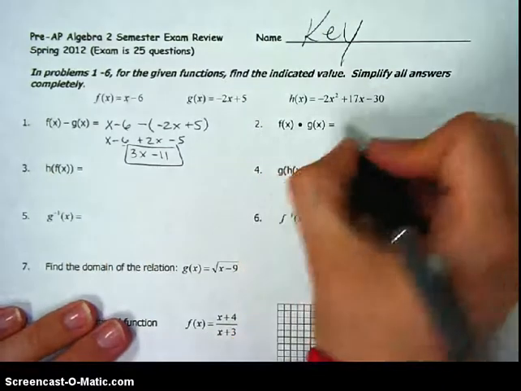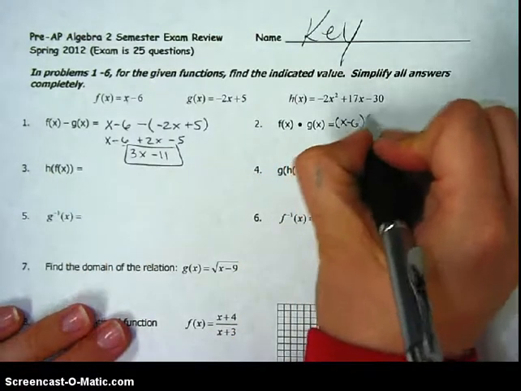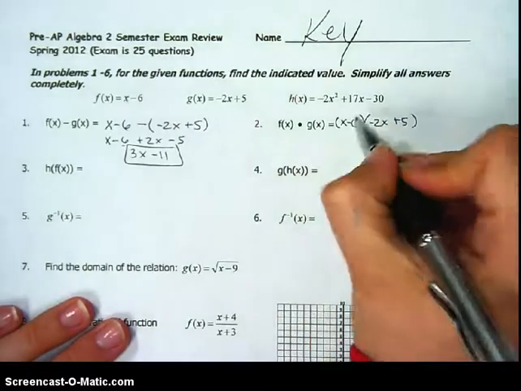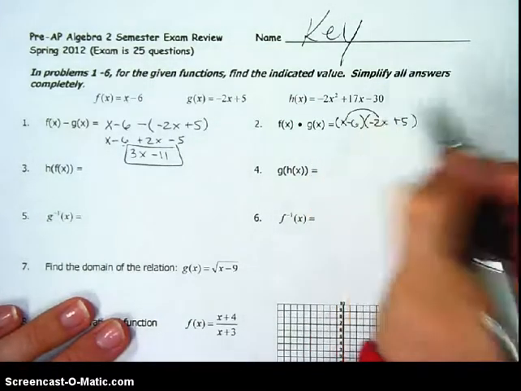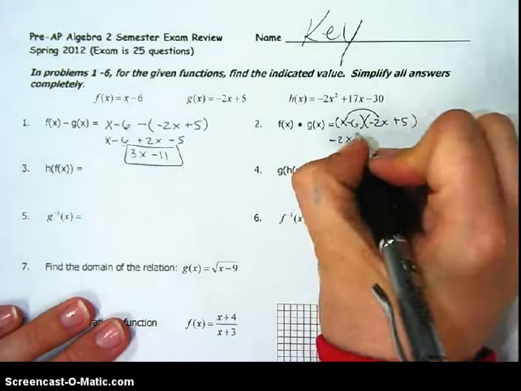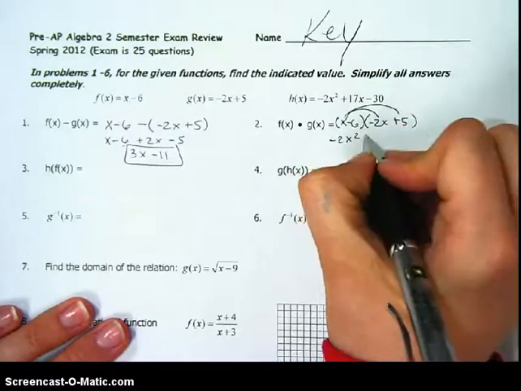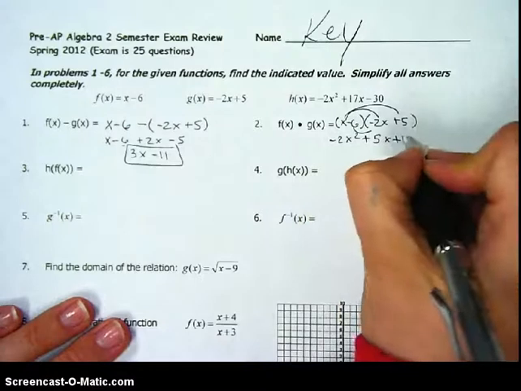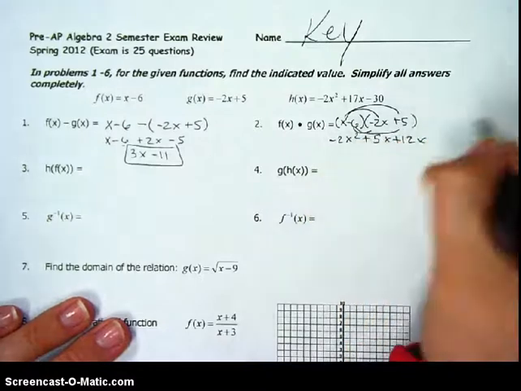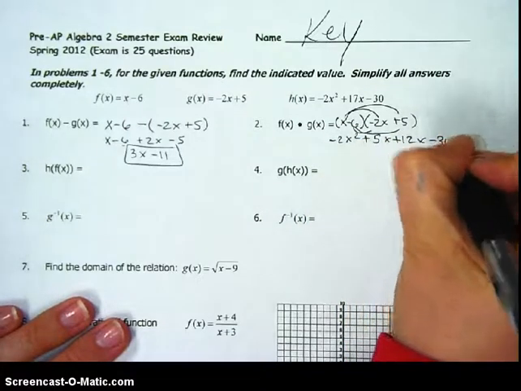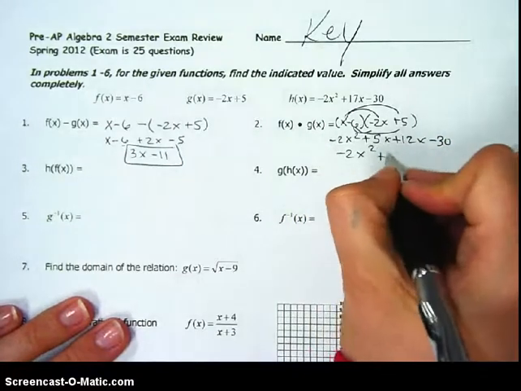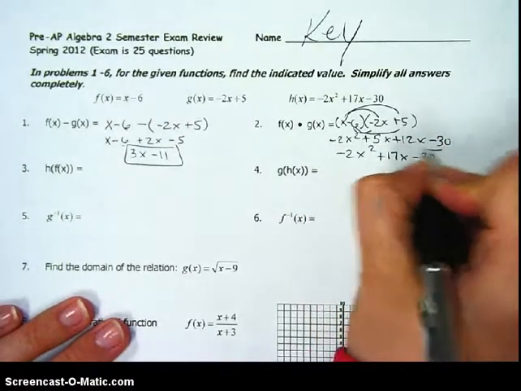F of x times g of x, we've got x minus 6 times negative 2x plus 5. We need to distribute twice here, so we're going to do x times negative 2x, which is negative 2x squared, x times 5, negative 6 times negative 2x will be positive 12x, negative 6 times positive 5 will be minus 30. Combine like terms, we get negative 2x squared plus 17x minus 30.